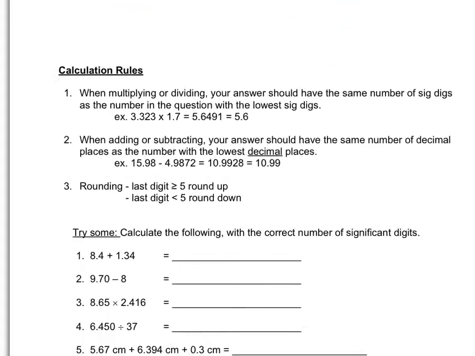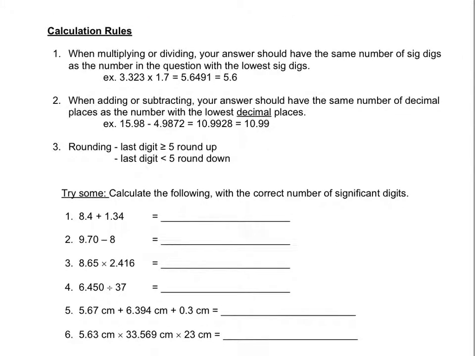Here are the calculation rules that scientists use. When multiplying or dividing numbers, your answer should have the same number of sigdigs as the number in the question with the lowest sigdigs. For example, if I take 3.323 and times it by 1.7, my calculator tells me the answer should be 5.6491.